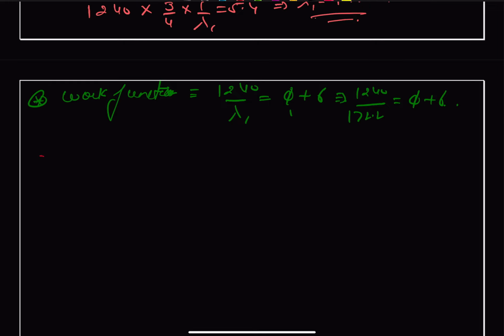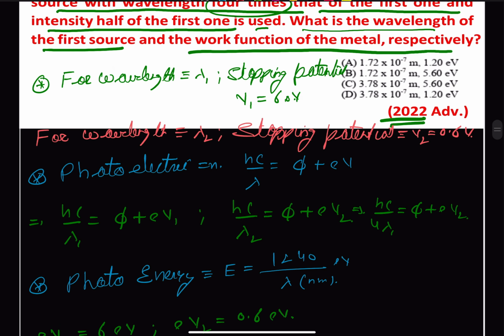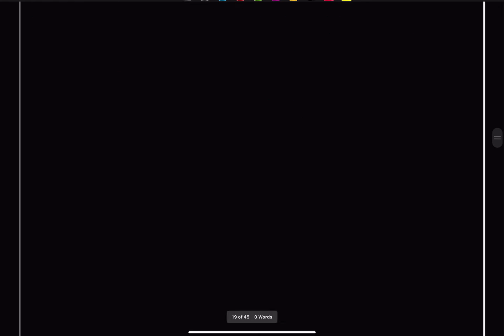So on the left side it comes as 7.2 is equal to 5 plus 6, giving us phi is equal to 7.2 minus 6, which will be equal to 1.2 electron volt. So this is 1.72, 1.2. Option A is correct. A is correct. Next question.